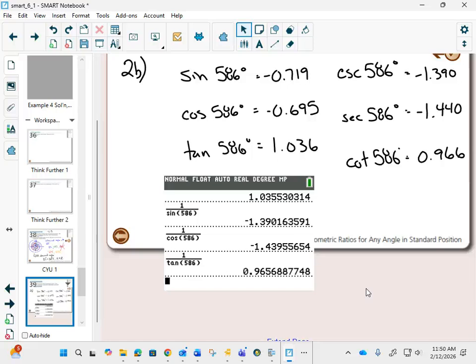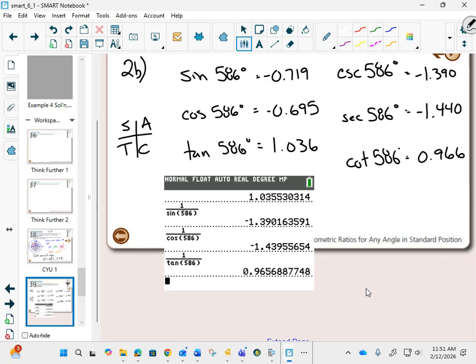You can use the CAST rule to tell me what quadrant 586 degrees is in. Look at the answers. How would we use the CAST rule to determine what quadrant 586 degrees is? What did you do? It's the third one. How did you know? How did you use the CAST rule? Tan is the only positive one. So according to our CAST rule, it has to be in quadrant 3.